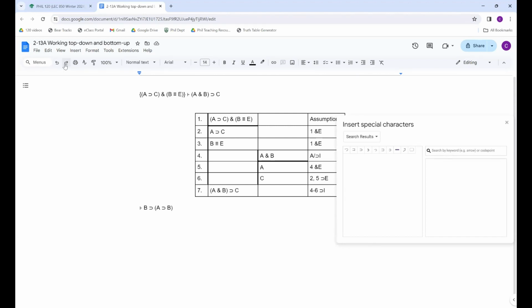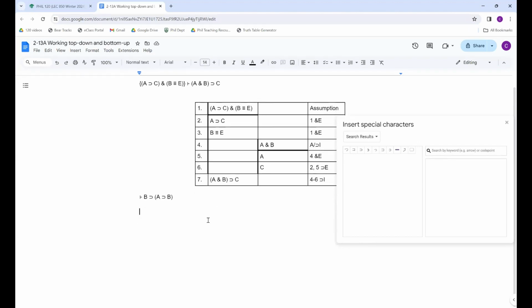Now, we're going to draw out a bit of table here.